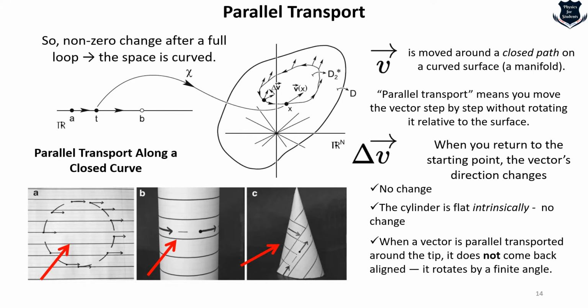And typically the cone is very interesting because it is locally flat everywhere except at the tip, that is, at the apex. So when a vector is parallel transported around the tip, it does not come back aligned. It rotates by a finite angle. So this shows that curvature can be concentrated at a single point, the apex.